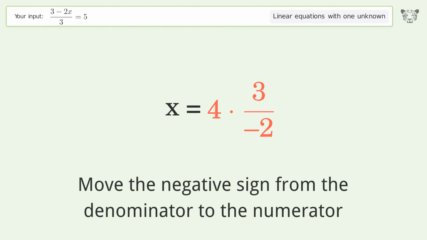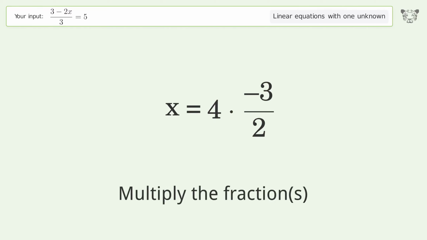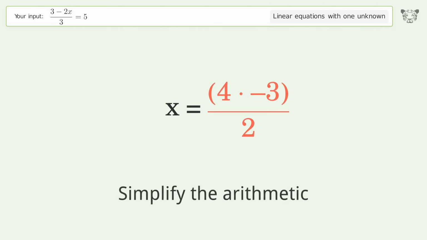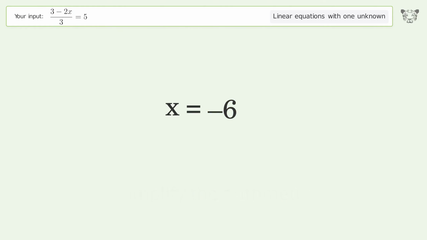Move the negative sign from the denominator to the numerator. Multiply the fractions. Simplify the arithmetic. And so the final result is x equals -6.